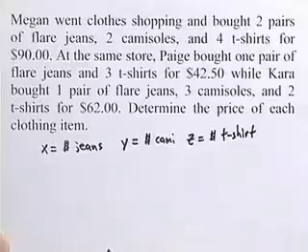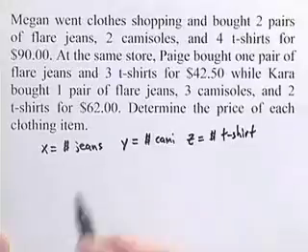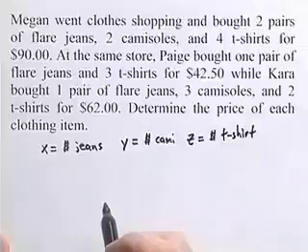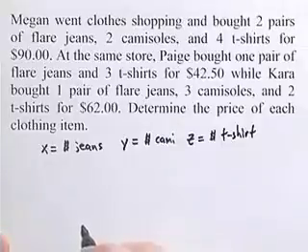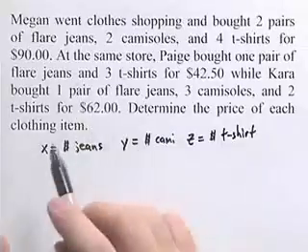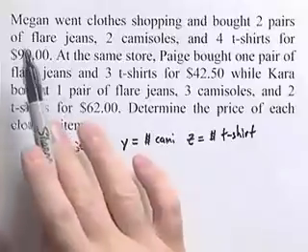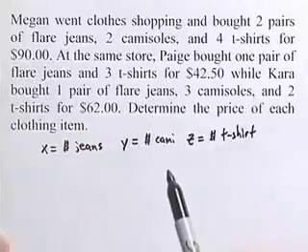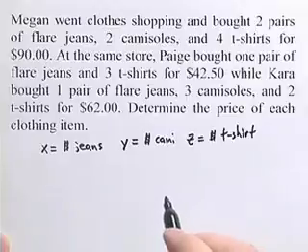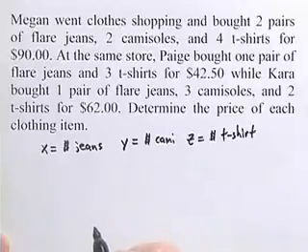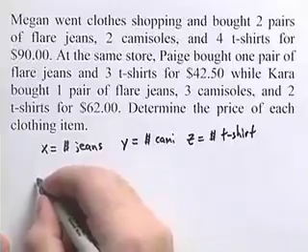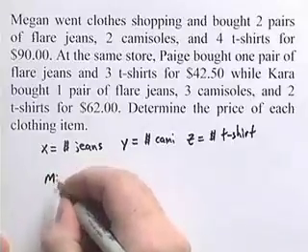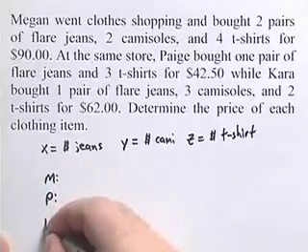Next, we need to write a system of equations for this situation. Since we have 3 variables, we're going to need 3 equations. We can see from the problem setup that we can get an equation for what Megan purchased, another equation for what Paige purchased, and then a third equation for what Kara purchased. Each one of those deals with a total amount of money. So we're going to make a little note here for Megan, Paige, and Kara.